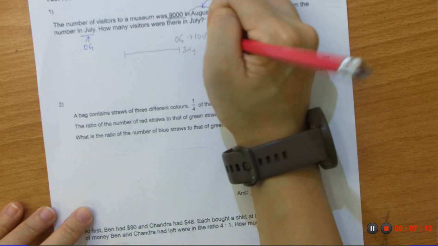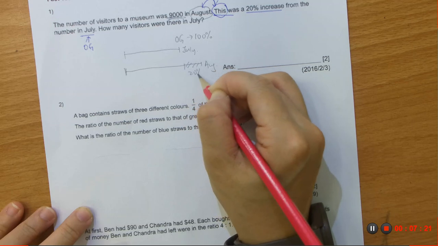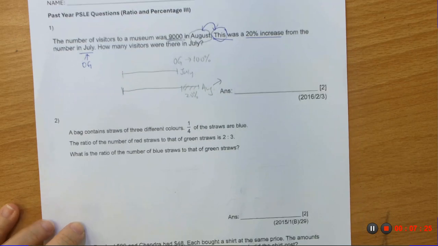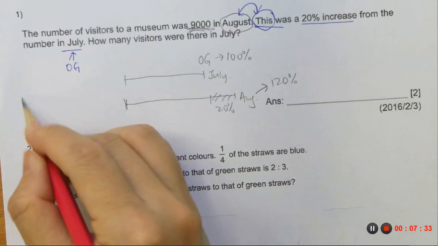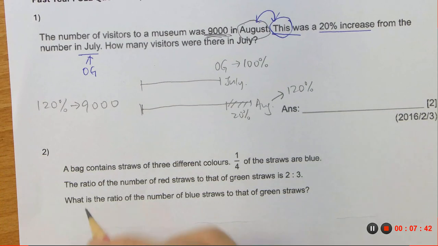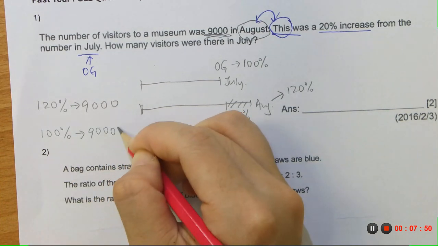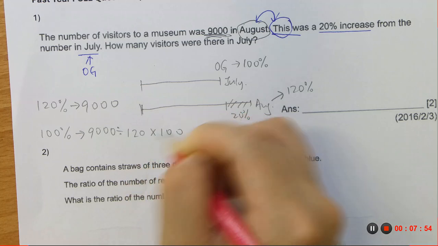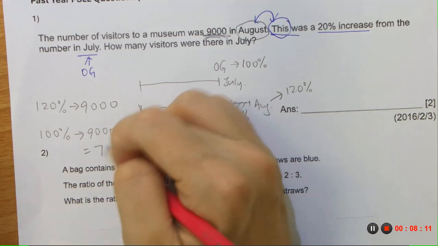So if July is the original, what is the percentage? So original is the 100%. So 20% increase, we are looking at August. August has a 20% increase. So August should be how many percent? 120%. That's right. So August is 120%. We are talking about 120% is equivalent to 9,000. So you want to find what's 100%. So it will be 9,000 divided by 120 times 100. Is that okay? 9,000 divided by 120 times 100. 7,500.